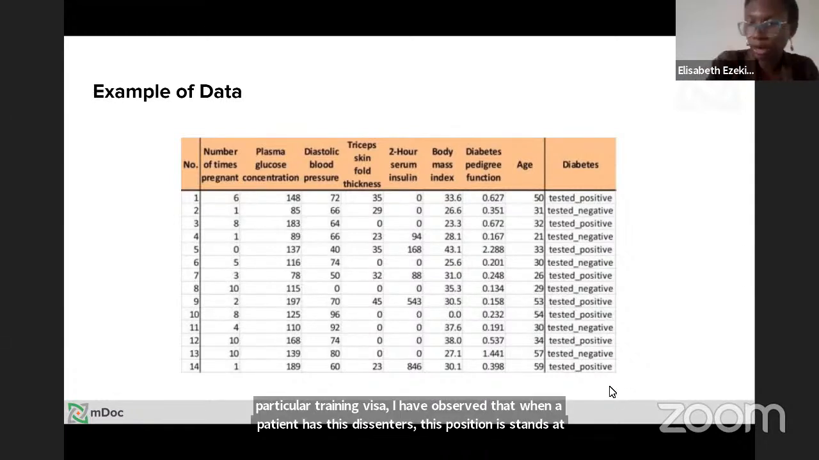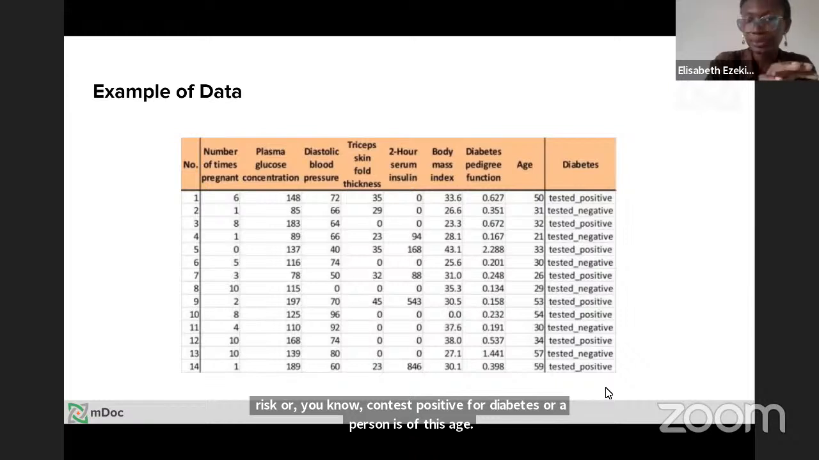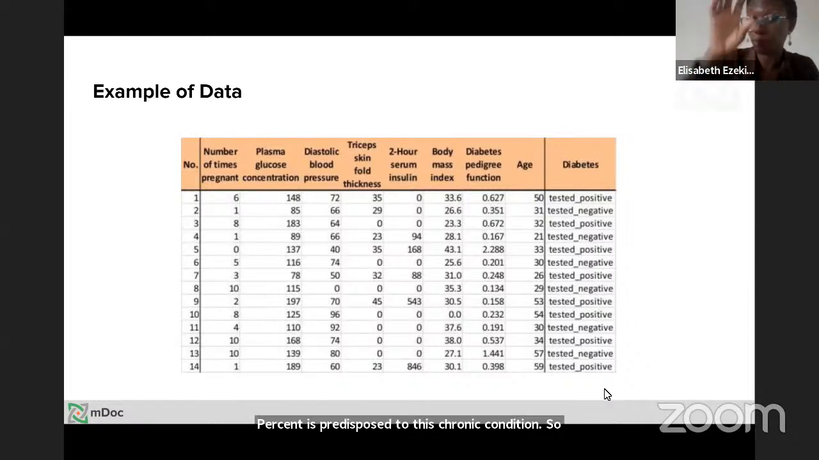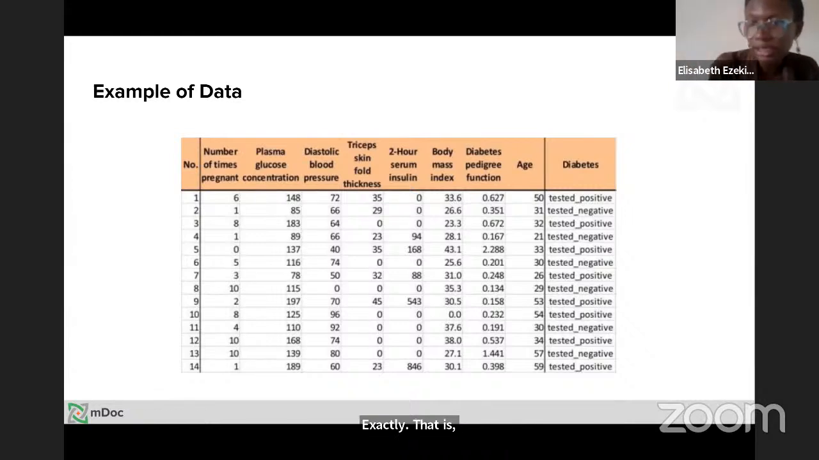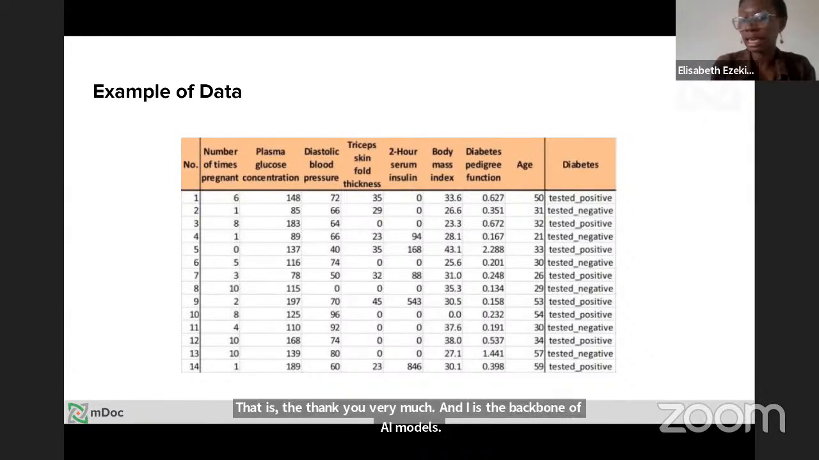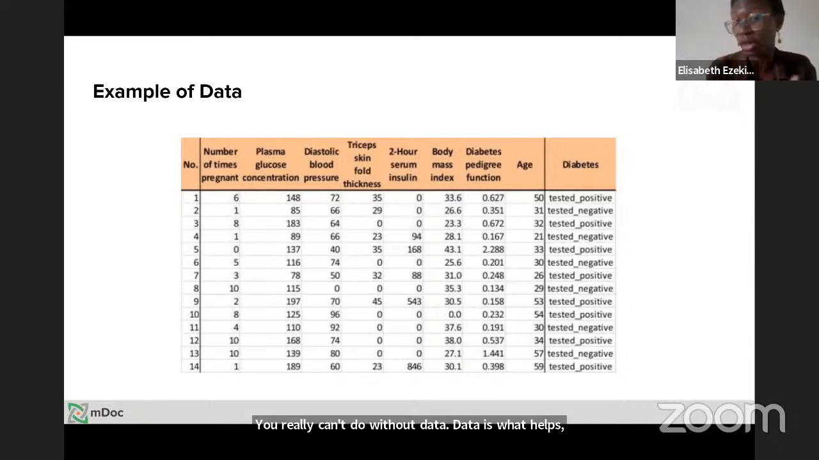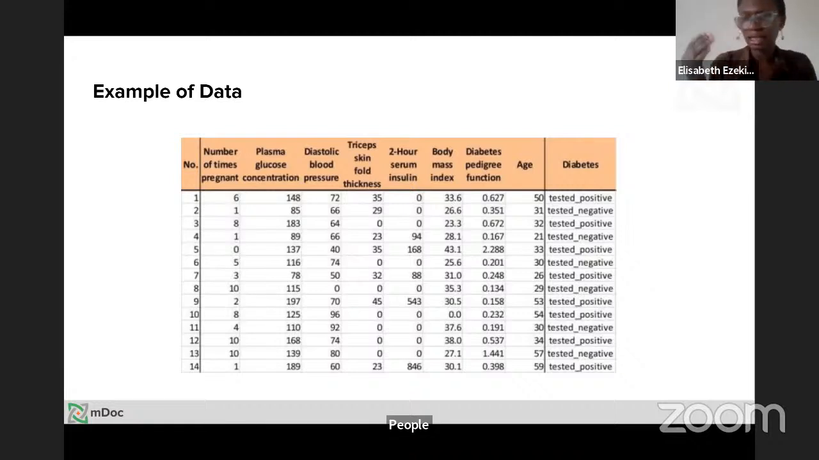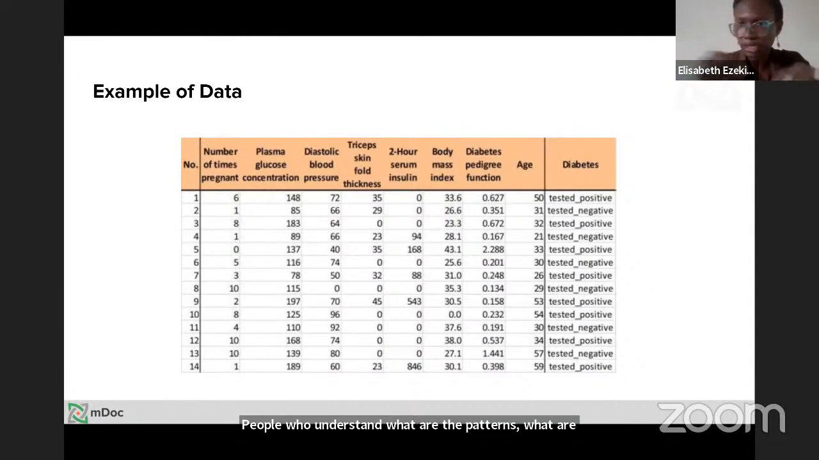So with that spread of data, thank you very much, Anna. Data is the backbone of AI models. You really can't do without data. Data is what helps the users or the machine learning engineers or even the healthcare worker or the innovators to be able to understand the patterns, just the same way you do in medical school, where you learn from different cases, different symptoms, you're able to piece together those different patterns and algorithms. In the same way, that's how we use data in artificial intelligence, right?